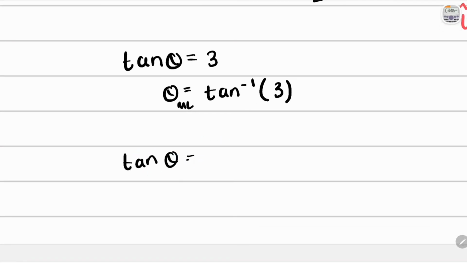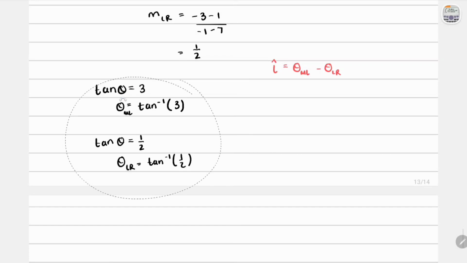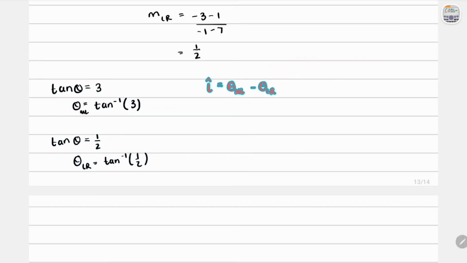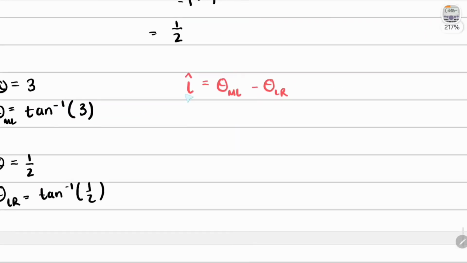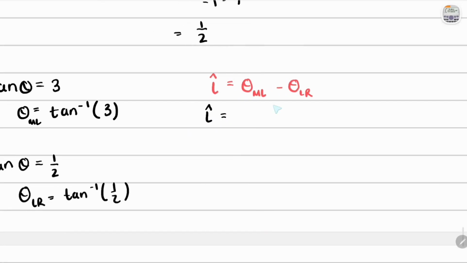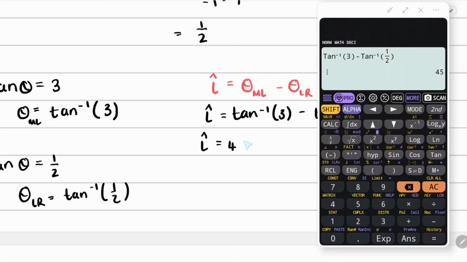Okay, so the gradient of ML looks like this, and then the gradient of LR would look like this. Tan theta equals whatever the gradient of LR is, which is 1 over 2. And so theta of LR is equal to shift tan of 1 over 2. Okay, so we'll keep this now on this side, and now we can finally just find that angle. So angle L is finally equal to shift tan 3 minus shift tan 1 over 2. Then angle L is equal to, and we can just find that on the calculator, 45 degrees, and that is our answer.